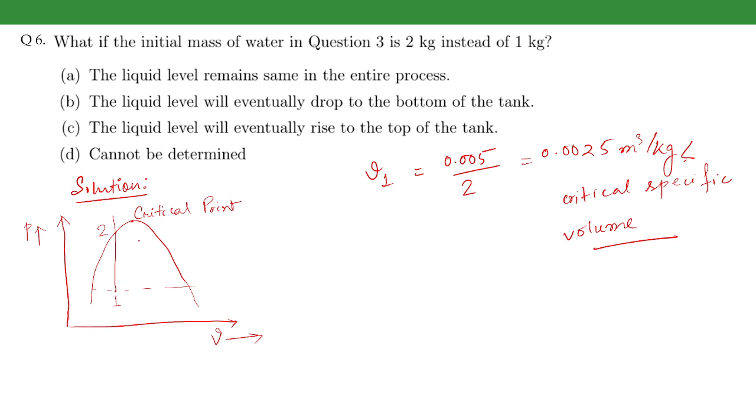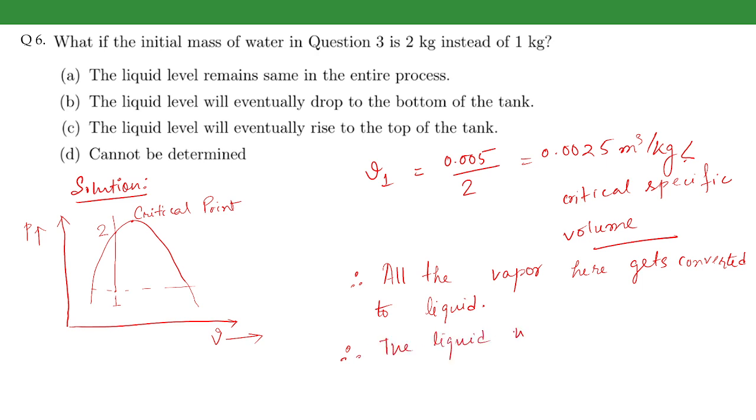So what happens is that in this case, as we heat it, this point 2 will lie to the left of the critical volume, and this is a completely liquid region. So this will get converted to the complete liquid. Therefore all the vapor here gets converted to liquid. Therefore, the liquid level will eventually rise to the top of the tank.